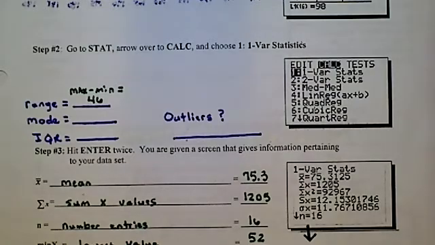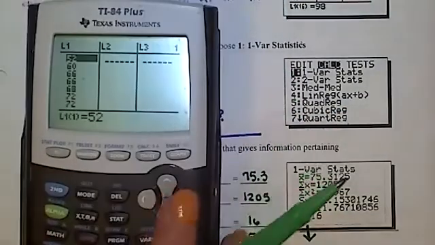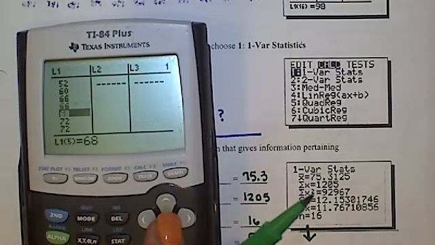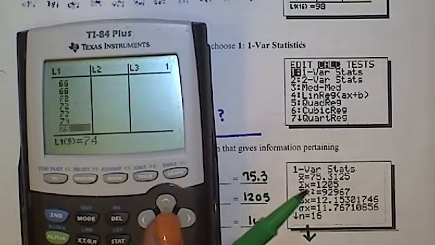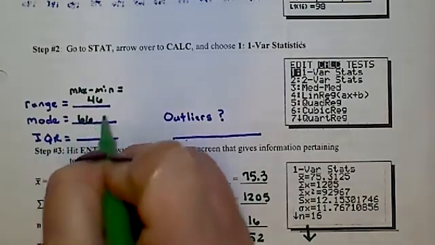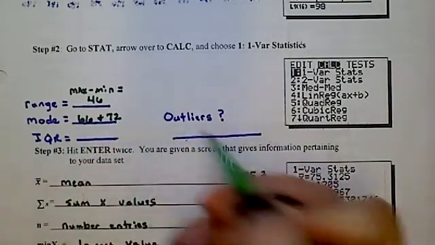The mode is the number that occurs the most often. So let me go back to where we typed those in. We can kind of see that. Looks like 66 occurred twice. 72 occurred twice. So it looks like I have two modes. So I have a mode of 66 and 72.